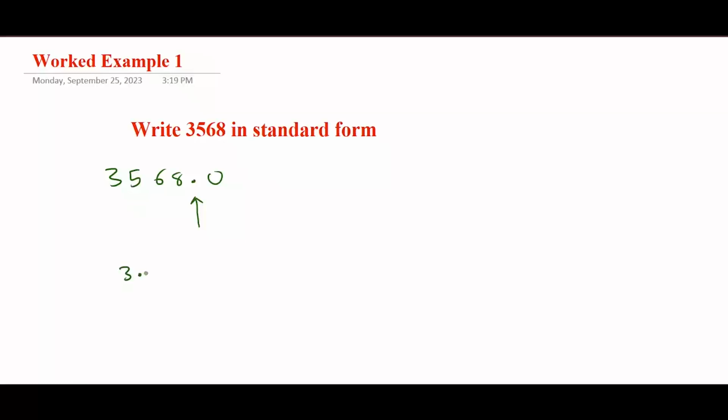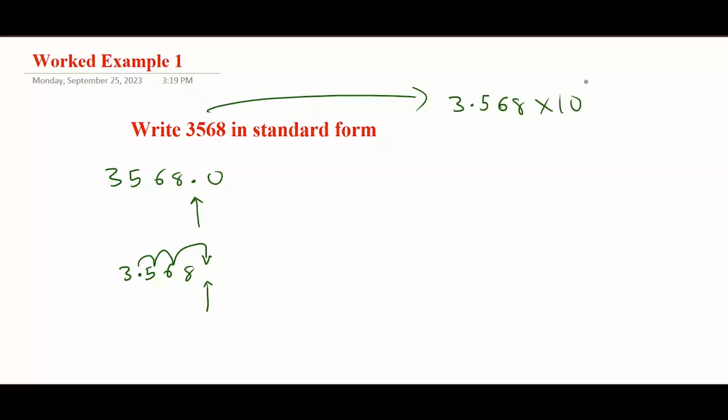So 3.568 will be the standard form number, and I will count towards this direction as discussed earlier. So it will be 1, 2, and 3. So that will be positive 3. So this in standard form number is written as 3.568 times 10 to the power of 3. So this is very easy for you to do. Once you know the steps, it is always very simple. So let's look into another example.